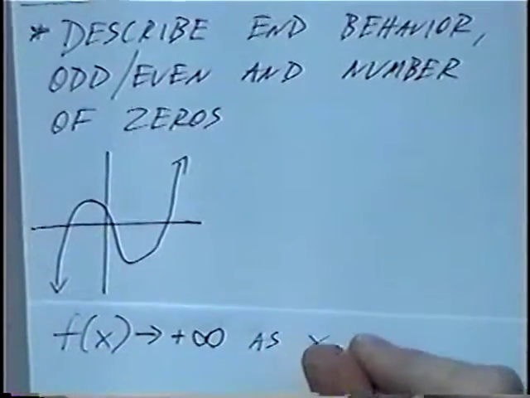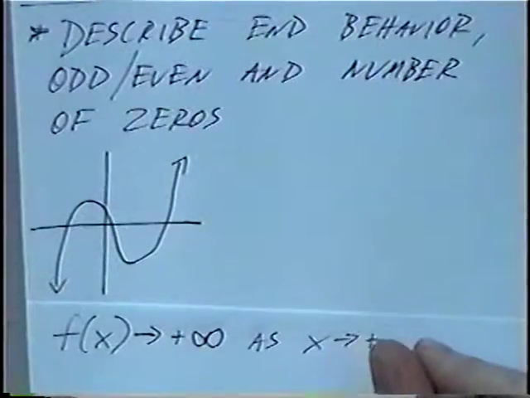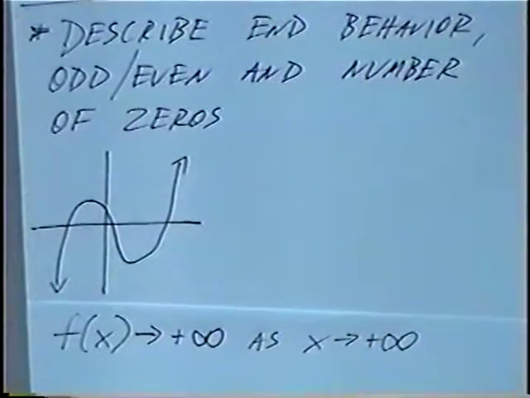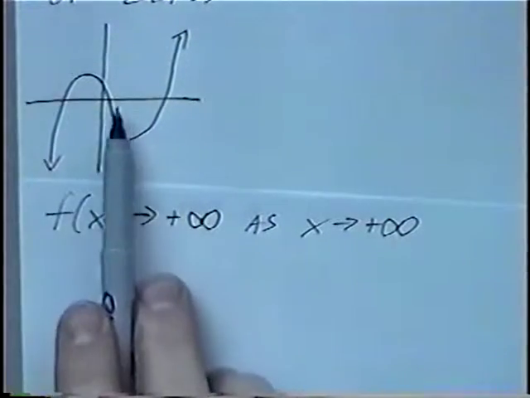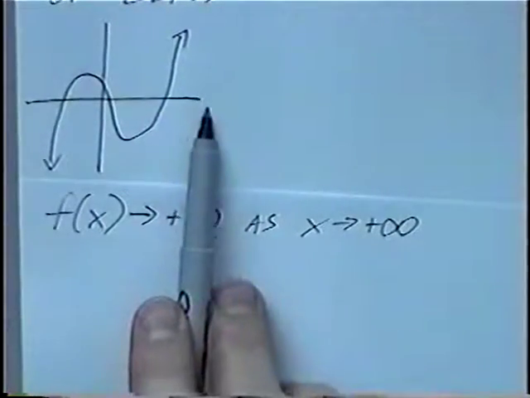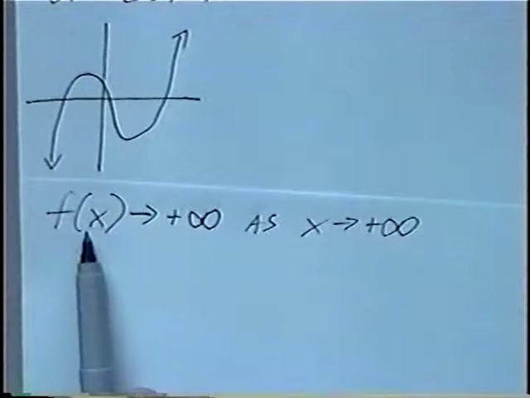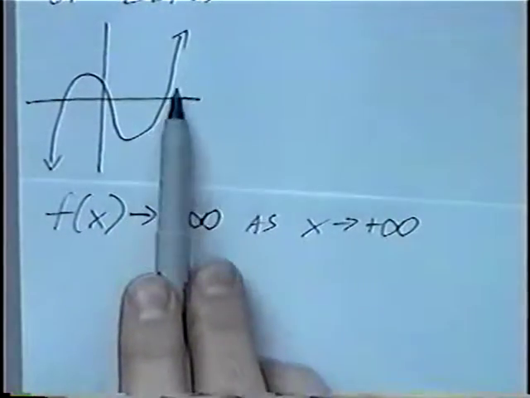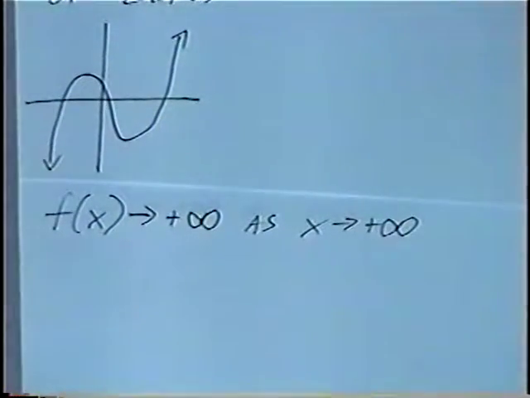as x also goes to positive infinity. What this means, x goes to positive infinity, means we're talking about the right side of the graph, the positive x's. The graph itself also goes up to the top, positive infinity.